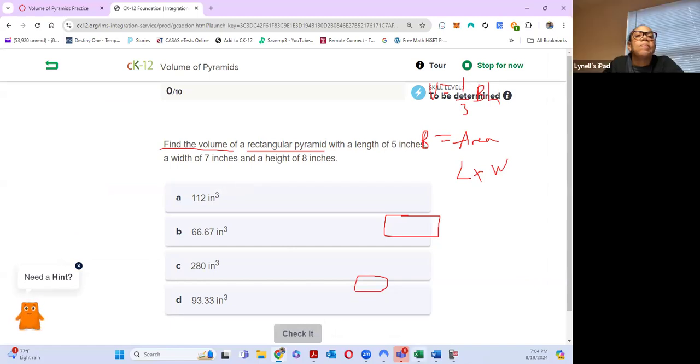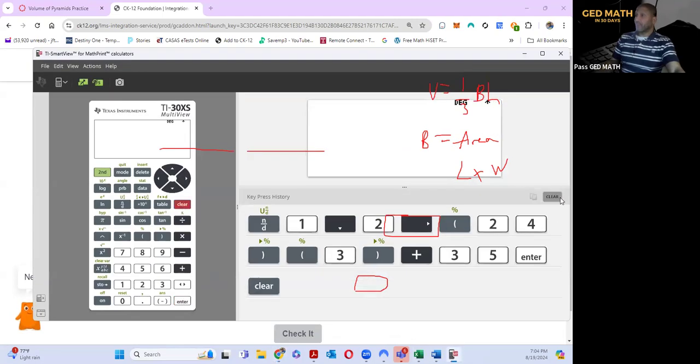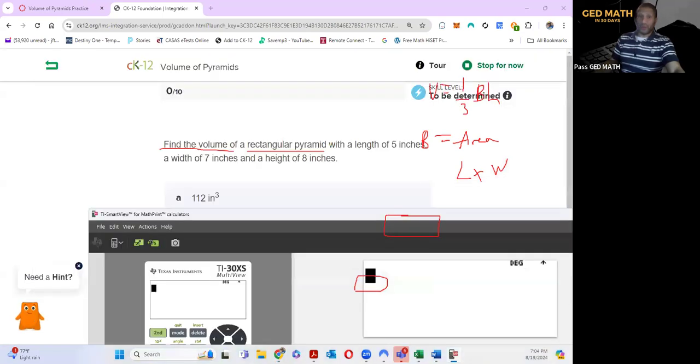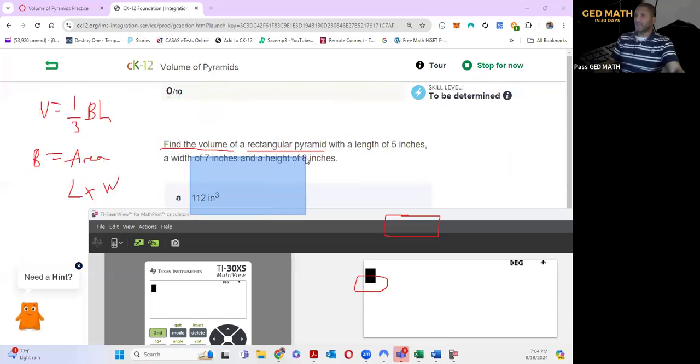So we take our calculator and plug it into our formula. Watch this. I should have put it on the left side. Hold on, let me move this over so I can have my calculator right. Okay, watch this.